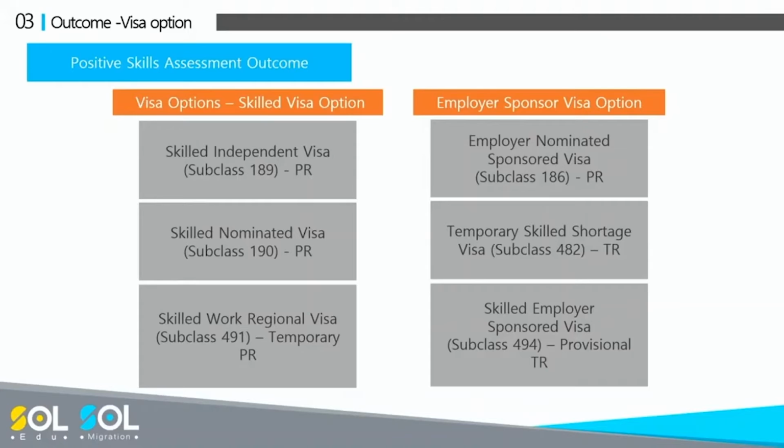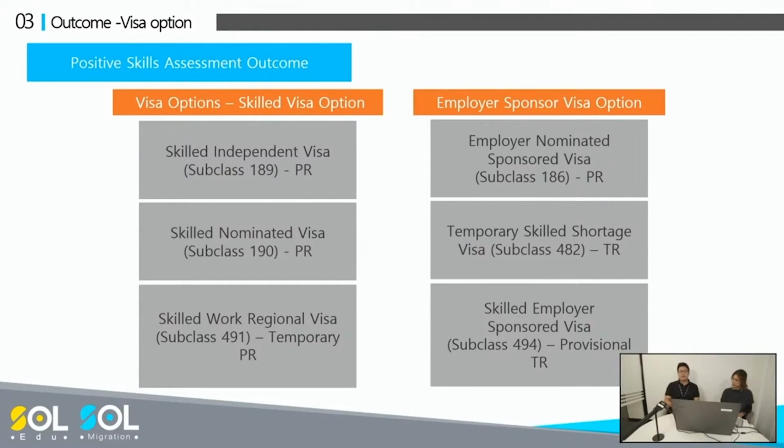And the other one is the ENS, employer nominee sponsor visa, which is subclass 186. Also, it's a permanent visa. So once you complete the TSS visa, you move to the ENS visa. Or if you have 3 years of full-time experience, you can directly apply for the ENS visa as well.